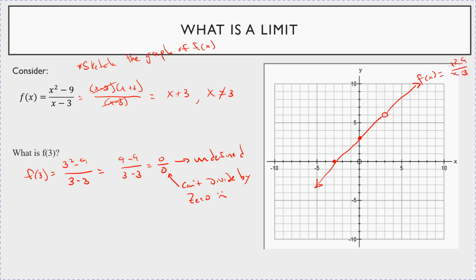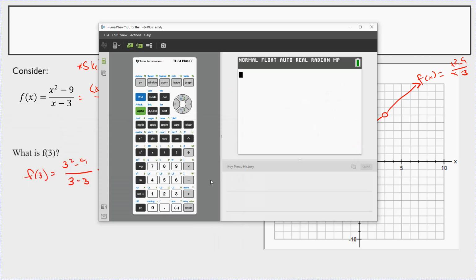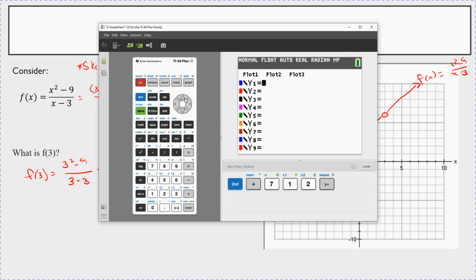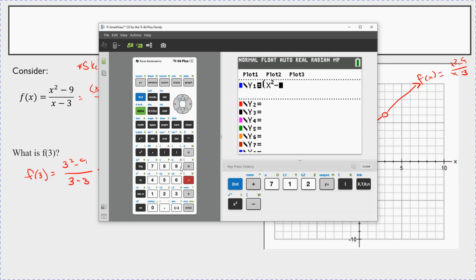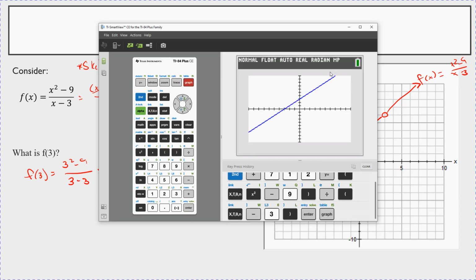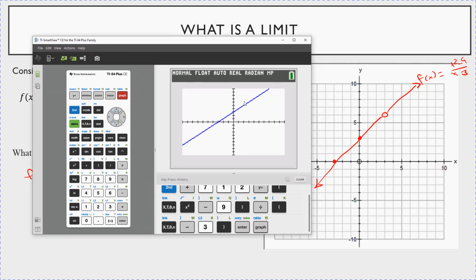And suppose you're just like, I'm not sure I believe you, Matt. Let me just show you this. Let me load up the graphing calculator here. I'm just going to reset my calculator real quick. If I were to plug this into the graphing calculator, you get x squared minus 9 divided by x minus 3. If you look at the graph, the graph is a straight line. The only thing that I have here that you're not going to see on your graphing calculators is the hole in the graph. But look, you can see this function is just a straight line.